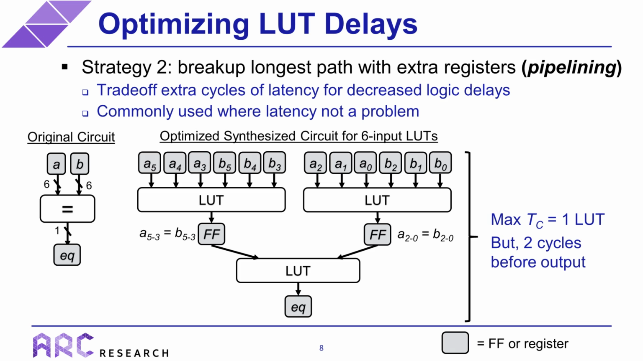A second strategy for minimizing lookup table delays is to shrink the longest lookup table path using extra registers, which is generally referred to as pipelining. Now, this is probably the most useful timing optimization technique and the most common one you will be doing. So if we go back and look at this 12 input comparator example, there's going to be times where we can't reduce the number of inputs. So we are stuck with a lookup table hierarchy that is 2 lookup tables deep.